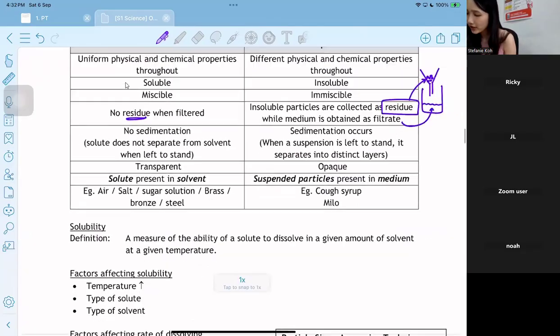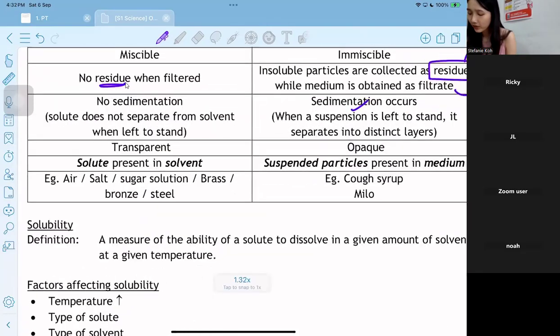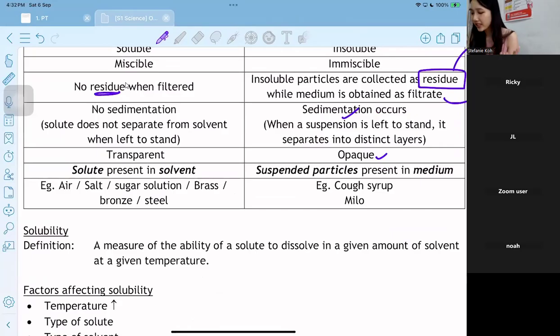Okay, so this one I mentioned already, sedimentation, right? And then how it looks murky, cloudy, doesn't mix well. And the last one is just to show you some examples of what solutions look like. Okay, they are mixed.